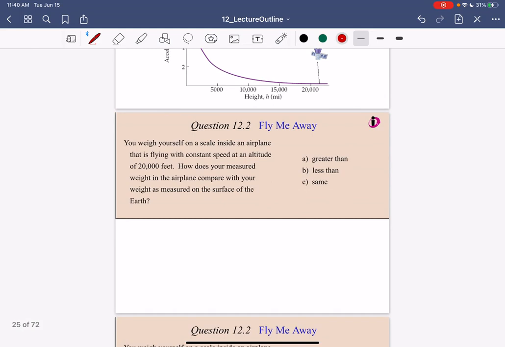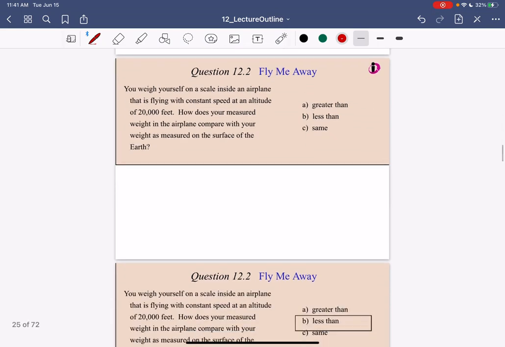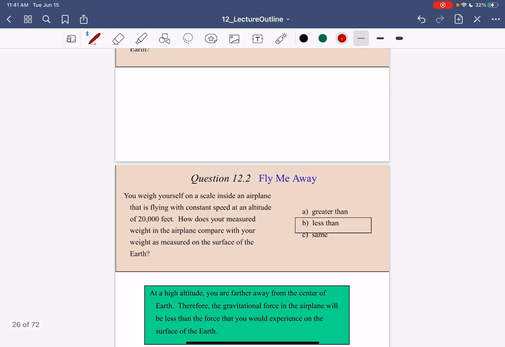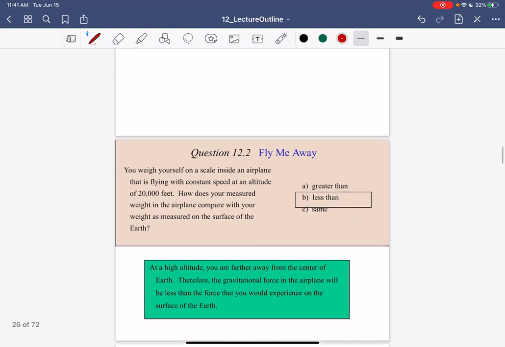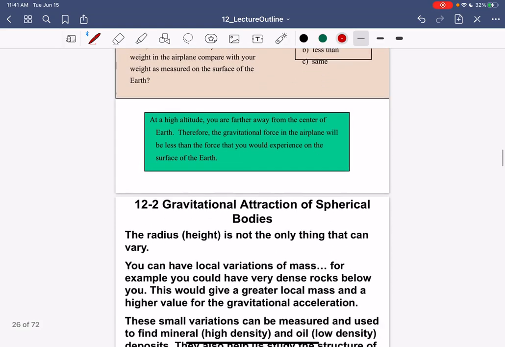Now, you weigh yourself on a scale inside an airplane that is flying with constant speed at an altitude of 20,000 feet. How does your measured weight in the airplane compare with your weight as measured on the surface of the Earth? Of course, you are away from the Earth, and you have an altitude added to the radius of the Earth. When we calculate g, which is the acceleration due to gravity, then your weight is going to be less than your actual weight.